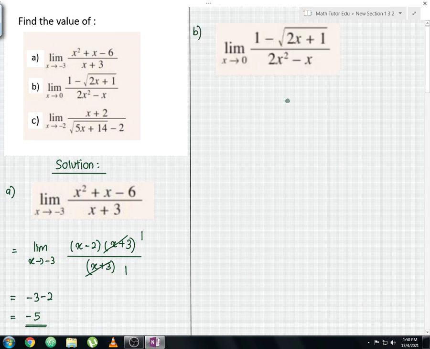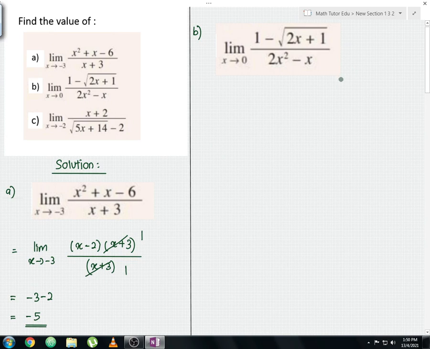Continue our discussion for the question part B, where they ask us to find the limit of 1 minus square root of 2x plus 1, divided by 2x squared minus x, where your x approaches 0. Well, this question gets a bit complicated as it is involving the surd concept over here. So in order to solve a limit involving the surd, we need to use the conjugate method.